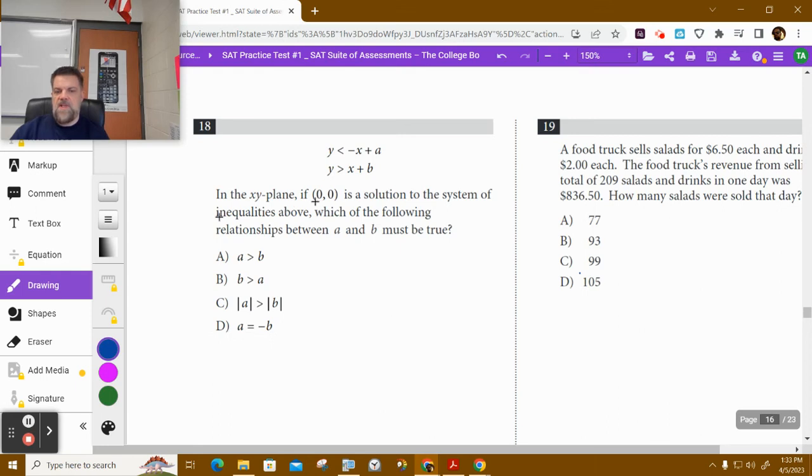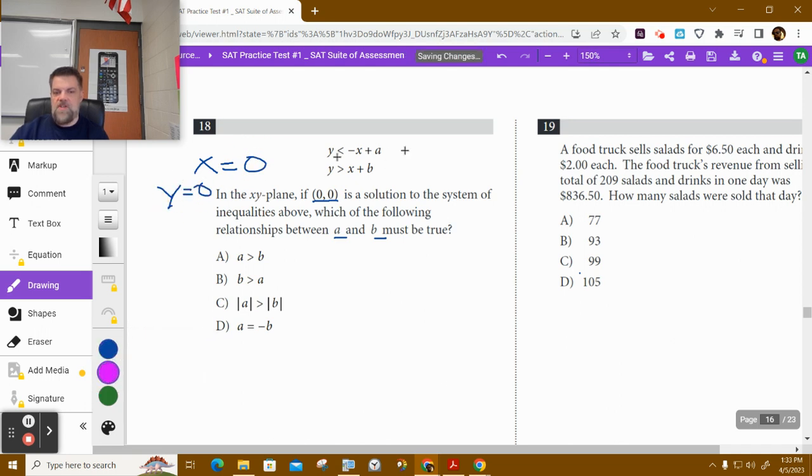So in the xy plane, if (0, 0) is the solution to the system of the inequalities above, which of the following relationships between a and b must be true? Now, they're giving us a clue, right? They're letting us know that x will equal 0 and that y will equal 0.